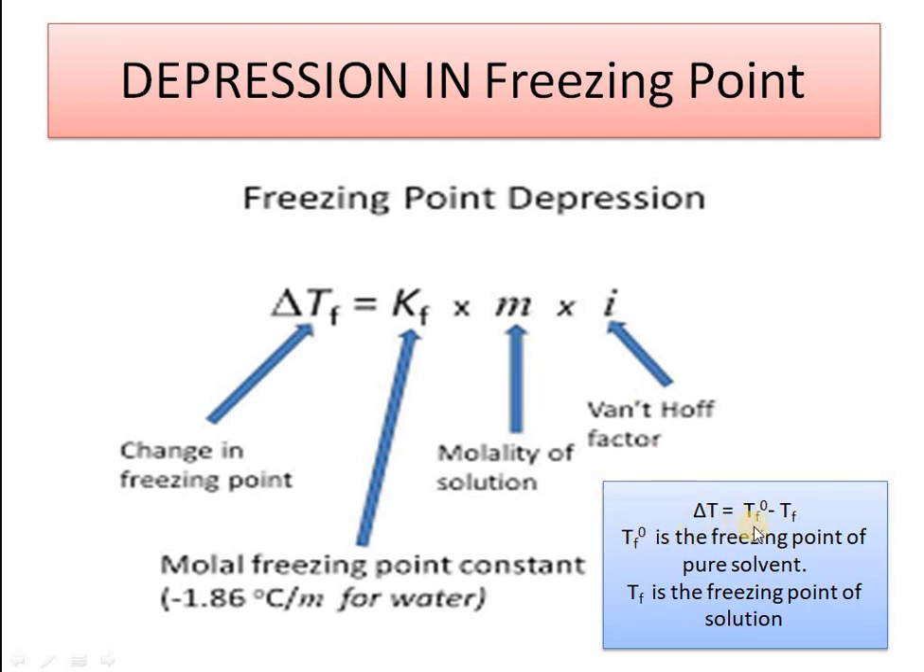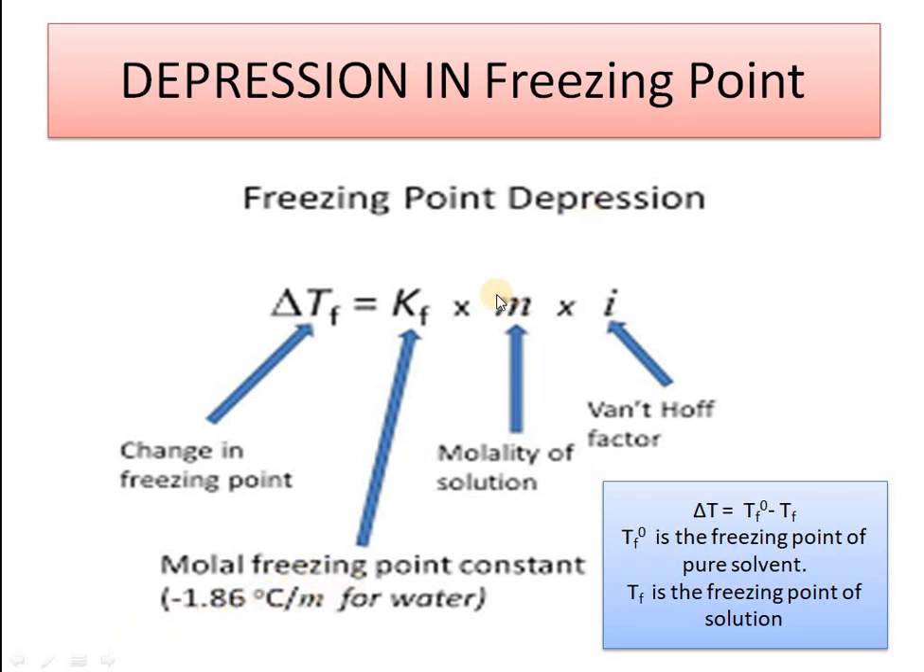You just write the formula delta Tf equal to Kf into m. Okay, and what is delta Tf? Tf naught means standard state. Standard state means 0 degrees Celsius, the freezing point of pure solvent, that is water. Okay, and Tf would be less. If it is 0, the freezing point might be -2. So 0 minus (-2) is equal to 2. So delta T will always be positive. Please do remember that. And Kf, the molar freezing point constant, is given as 1.86, and its unit is degree Celsius per molality.